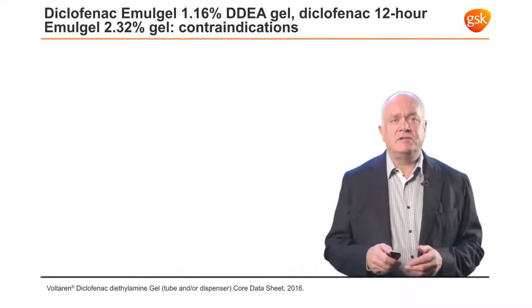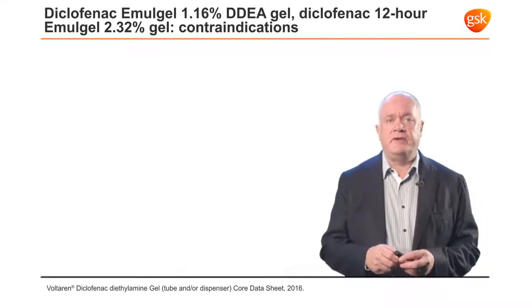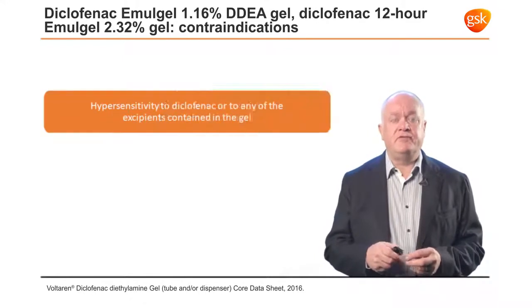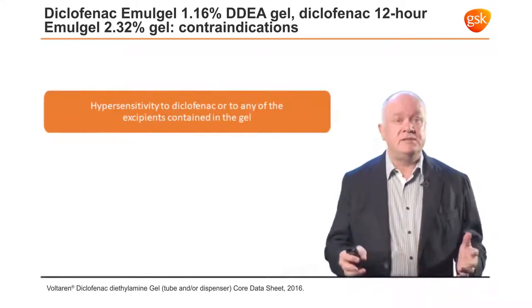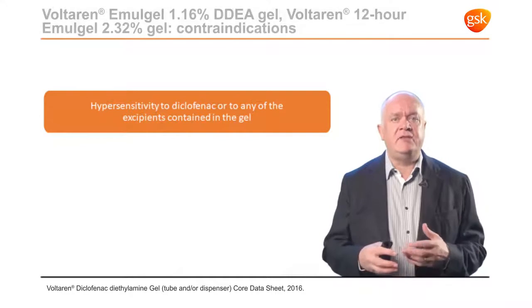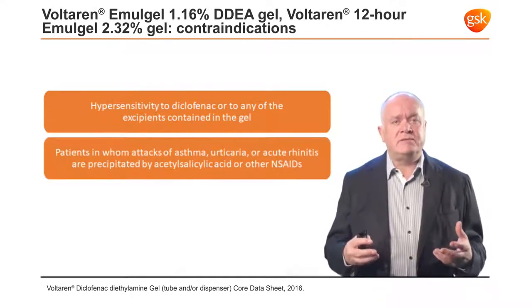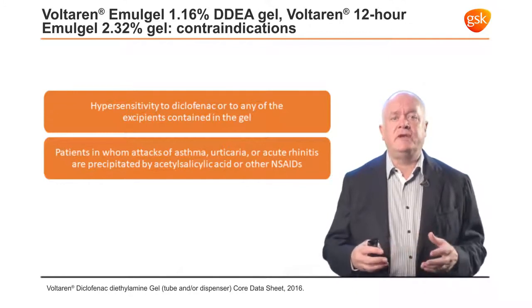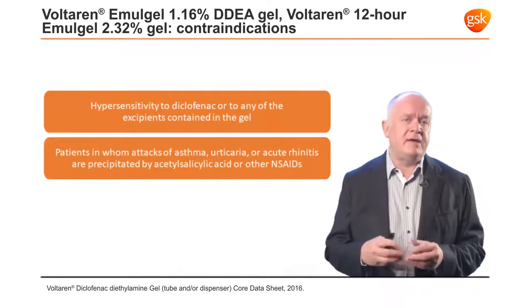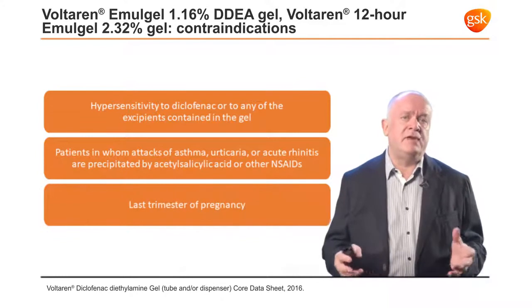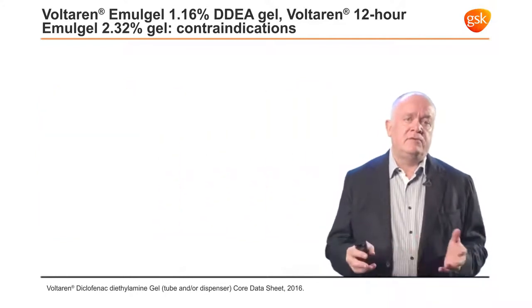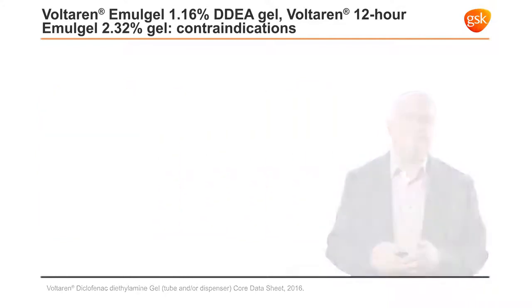Key contraindications for diclofenac gels are generally very few. The following are taken from the official datasheet: hypersensitivity to diclofenac or to any of the excipients contained in the gel, patients in whom attacks of asthma, urticaria or acute rhinitis are precipitated by acetylsalicylic acid or other NSAIDs, and also the last trimester of pregnancy.